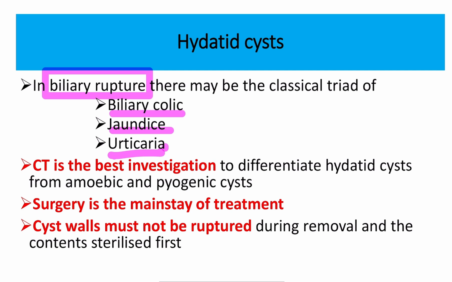And how can we diagnose it? First of all, CT scan is one of the best options, and we can differentiate the Hydatid cyst from the amoebic and pyogenic cyst.